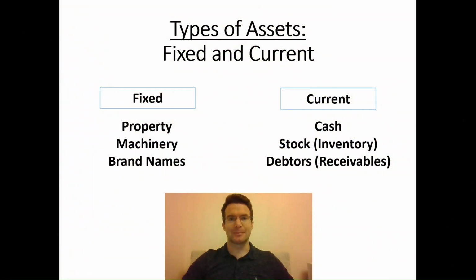So just to recap, the difference between fixed and current assets is the length of time a business likely keeps these assets for. Fixed assets are a lot more difficult to turn into cash at short notice, whereas current assets are said to be more liquid.